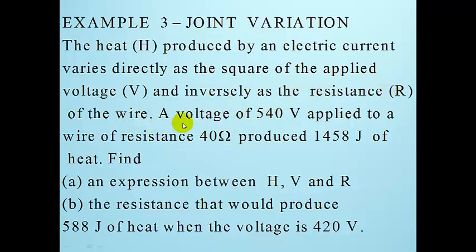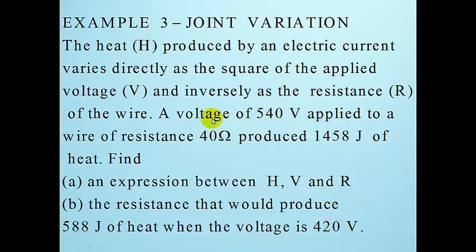Now let's continue. A voltage of 540 volts applied to a wire of resistance 40 ohms produces 1458 joules of heat. Find A, an expression between H, V and R. B, the resistance that will produce 588 joules of heat when the voltage is 420.